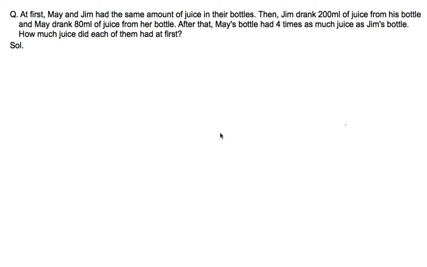At first, May and Jim had the same amount of juice in their bottles. Then Jim drank 200 ml of juice from his bottle and May drank 80 ml of juice from her bottle. After that, May's bottle had 4 times as much juice as Jim's bottle. How much juice did each of them have at first?